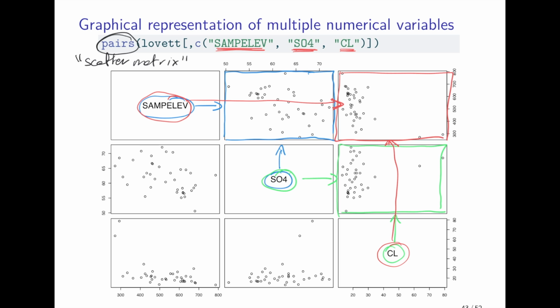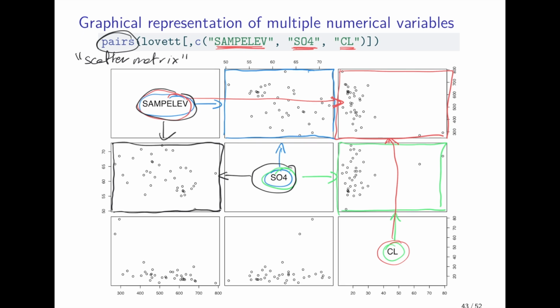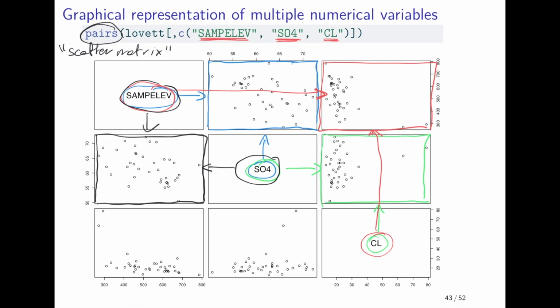What do I mean by that? Well, let's take this scatter plot, for example. This scatter plot will have SO4 on the y-axis and sample elevation on the x-axis. So it's actually the same plot as this one. These two are the same, except the x and y-axes have been switched. So typically when you observe a scatter matrix, you would look either above the diagonal or below the diagonal, and you would let the diagonal elements tell you what the labels for the axes are.